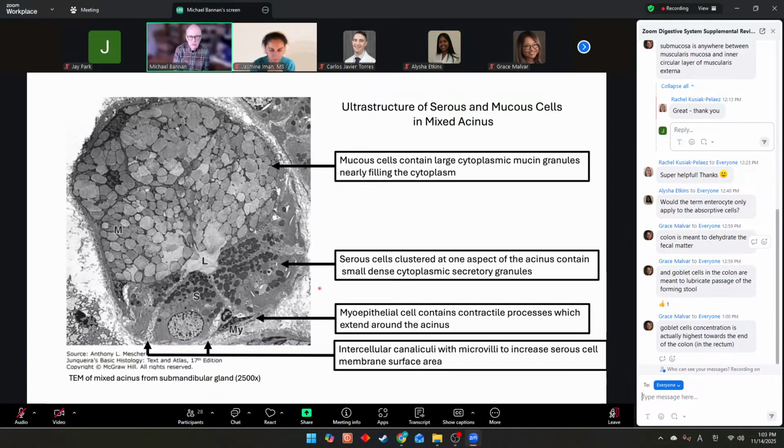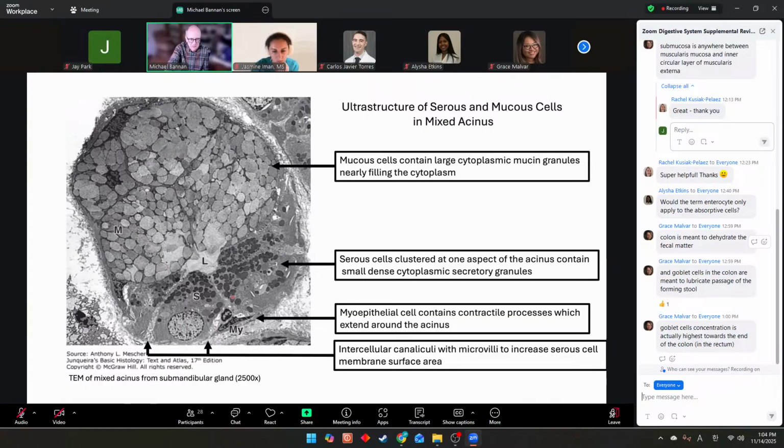So let's look at the ultrastructure of a mixed gland. This is a gland that has both mucus cells and serous cells. The top of the image has several mucus cells, and the mucus cells contain large cytoplasmic granules which contain mucin. The electron density of the mucin is intermediate compared to the high electron density of the serous cells, which contain the protein product of the serous gland. So these are mucus cells with large cytoplasmic mucus granules.